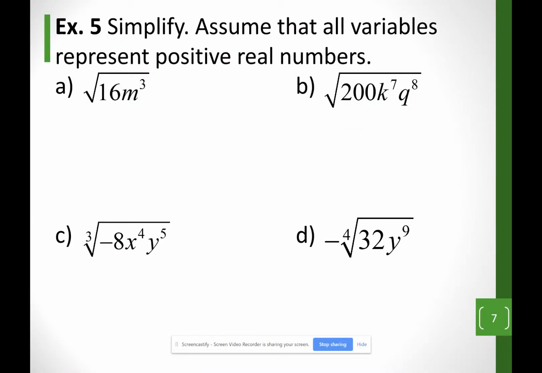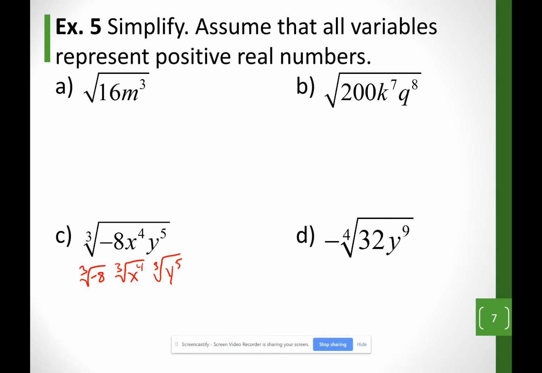So now let's start with example C. I'm going to split this as the cube root of -8, the cube root of x to the 4th, and the cube root of y to the 5. Now, the cube root of -8 is going to give me a whole number, -2, so I don't have to worry about that one.